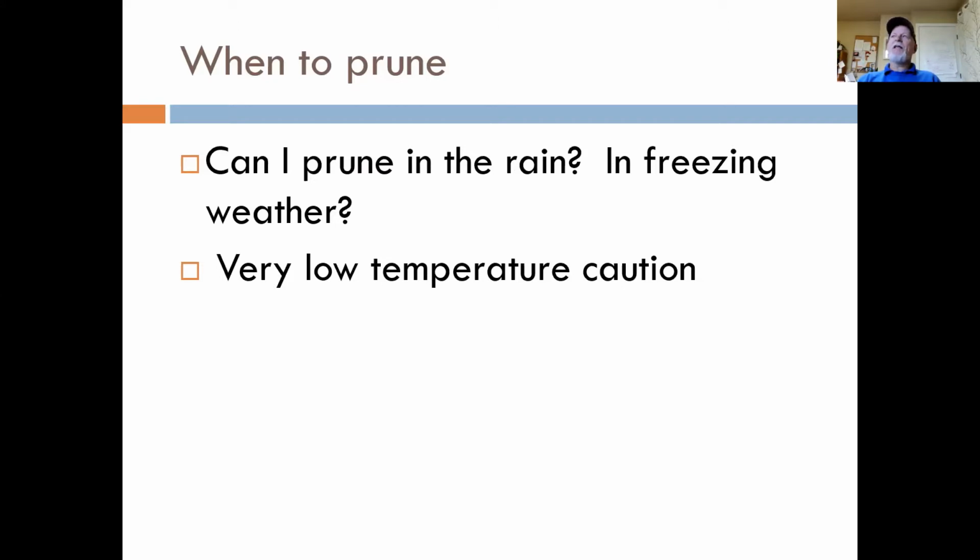Can we prune in the rain? Yes, with some cautions, and in mild freezing conditions like around frost point. But be very careful about pruning in very low temperatures. Anything below about 20 degrees can be very damaging to prune the trees, whether that is a day after 18 or 19 degree weather or a day or two before it. Those can be damaging. Give it a couple of days of warmer weather in between.